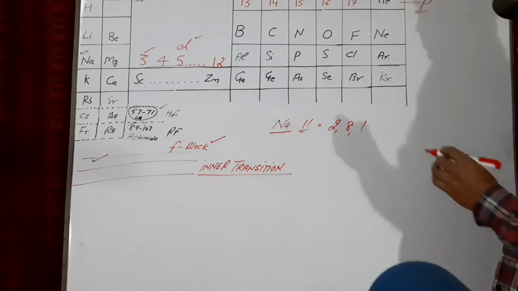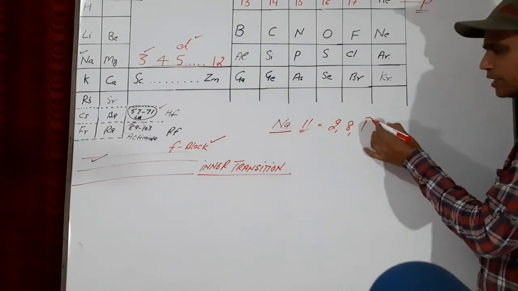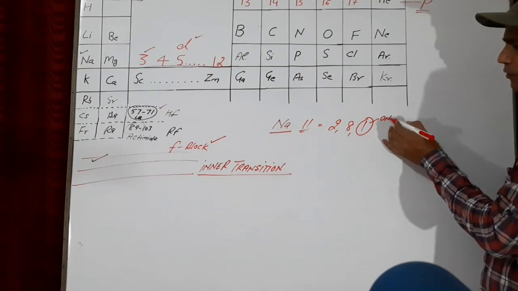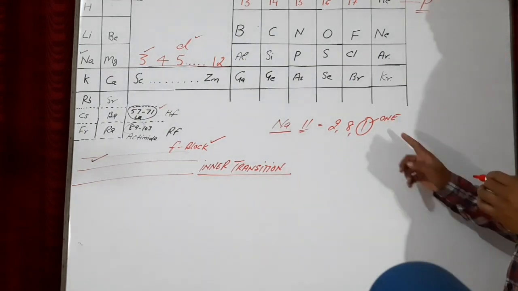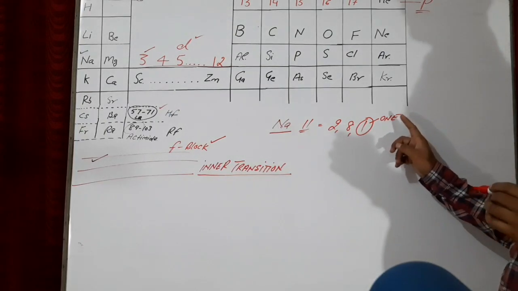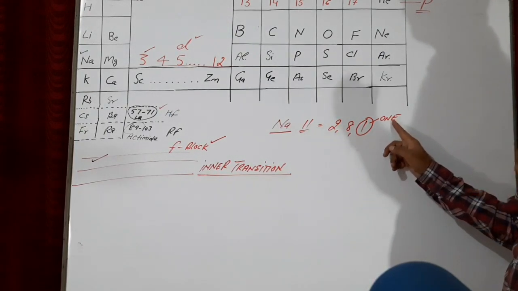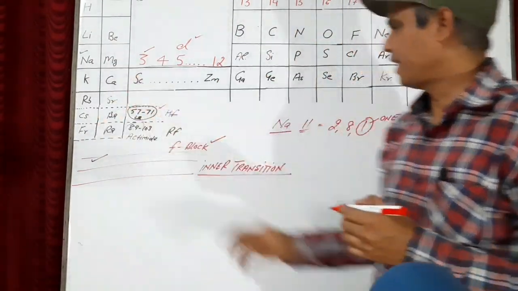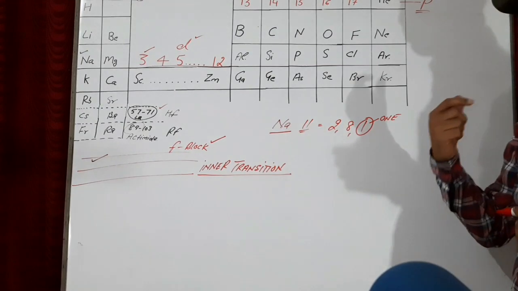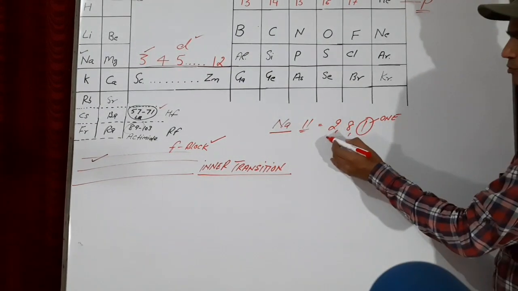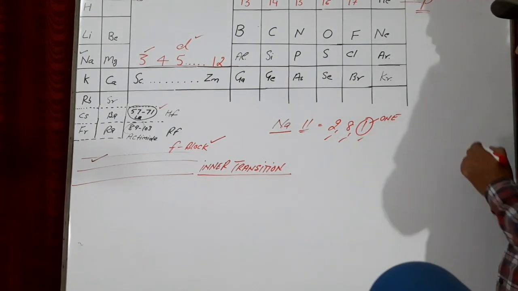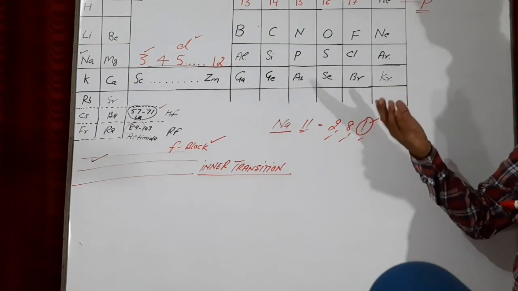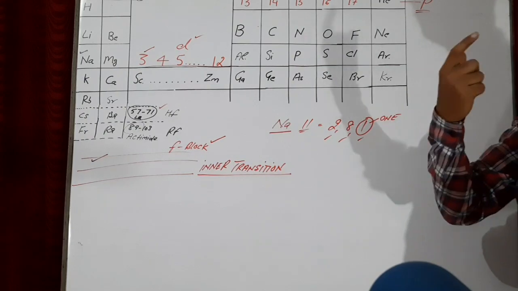So you can see over here, the last valence shell contains 1 electron. Therefore, this element should be placed in group number 1. And in which period should it be placed? Now count the number of shells. First shell, second shell, third shell. 1, 2, 3. There are 3 shells. Therefore, it should be placed in the third period.